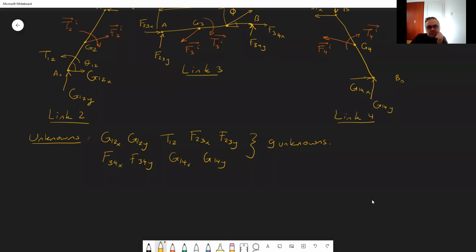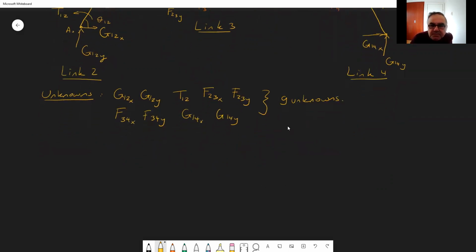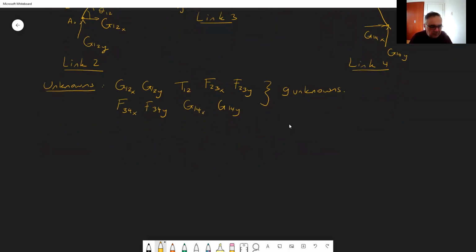We shouldn't worry because for each link we are going to have 3 equations. Now we are going to write static equations, okay? That is including the inertia forces. We will write summation of forces equals 0. So we can just solve from here. Let's write the equations. 9 equations needed.